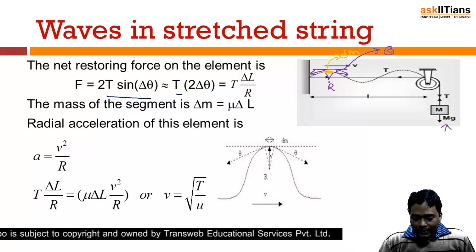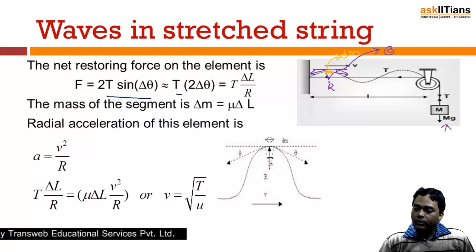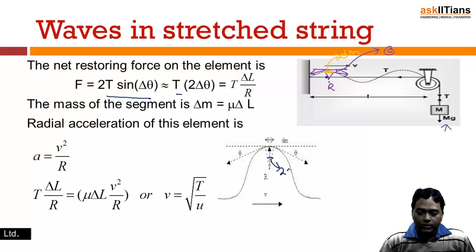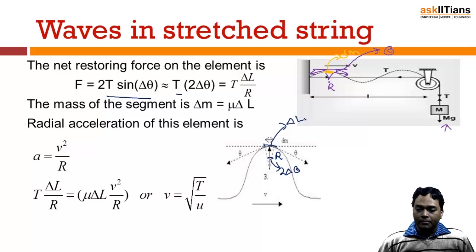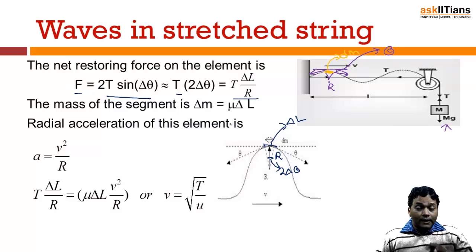Now 2 delta theta here is basically this particular angle. So this is going to be equal to twice delta theta. This is the small angle that we are referring to. Since this is the radius R and this particular length is the extension delta L that is taking place, the force is going to be equal to T delta L divided by R. Now, this is the force that is acting on that particular segment.